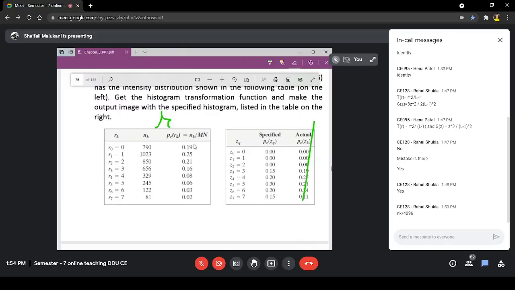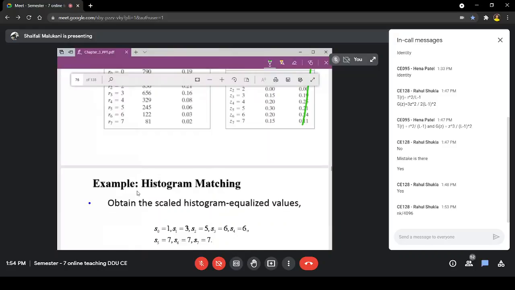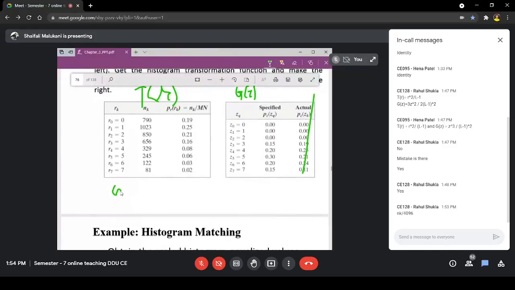Now we already have T of r, which we obtained from the previous example. Now we want to obtain G of z. But how to obtain G of z? I want to get G of z for z equal to 0, which I am writing as z0. So how do we get that equalization?